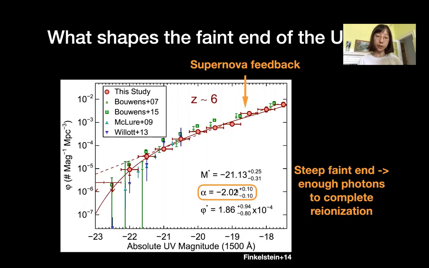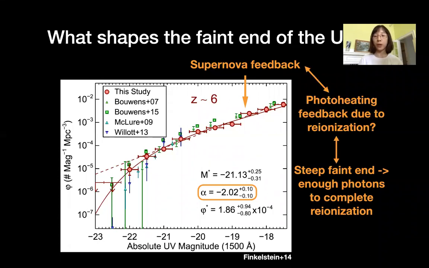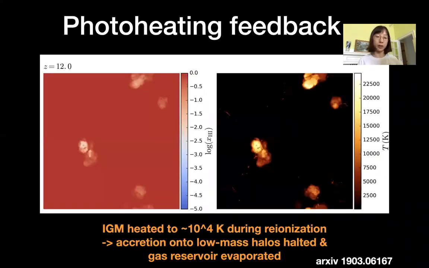However, there is one additional feedback mechanism that possibly complicates the story at the faint end, which is the photoheating feedback during reionization. So what is this photoheating feedback and how does it work? Well, let's take a look at the movie here.